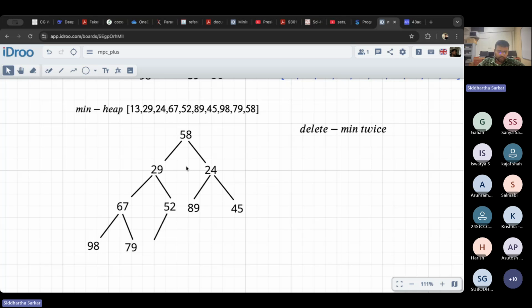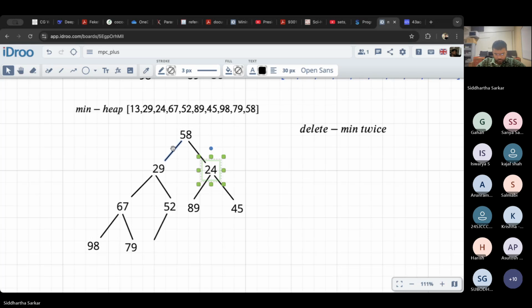Which one shall we swap? Which out of these two, 29 and 24, we have to swap with 58? The minimum. Yes, yes. So out of 29 and 24, whichever is smaller, that I will swap with 58. So 24 is smaller. So I bring this guy here, bring this guy here.